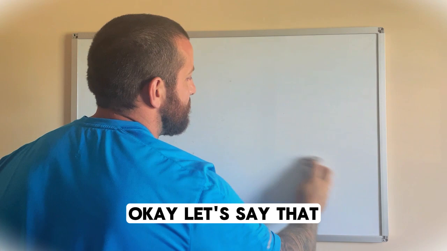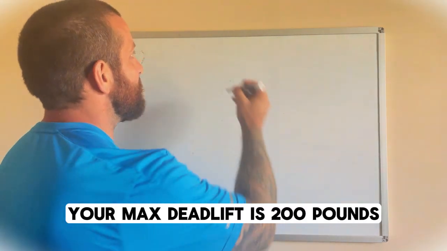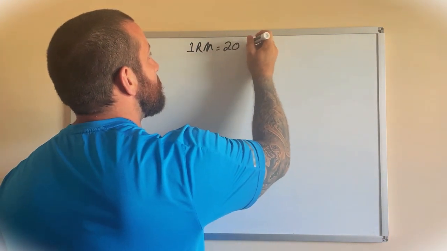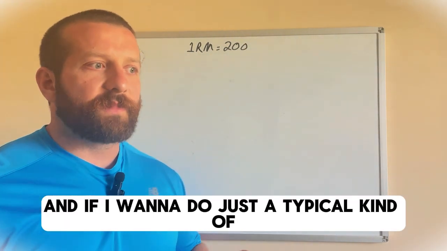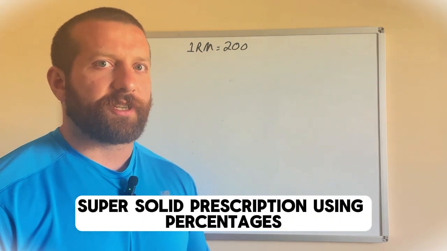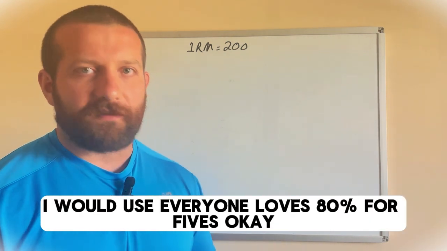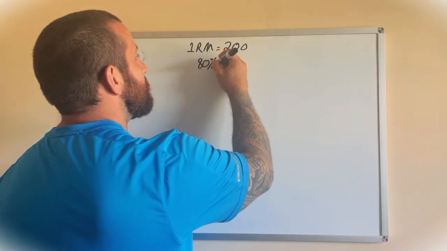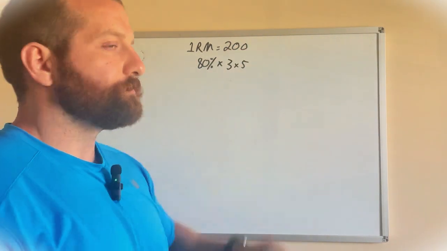Okay, let's say that your max deadlift is 200 pounds. Okay, and if I want to do just a typical kind of, in my wheelhouse, super solid prescription using percentages, I would use, everyone loves 80% for 5s, okay? So I would use 80% times 3 sets of 5, say.